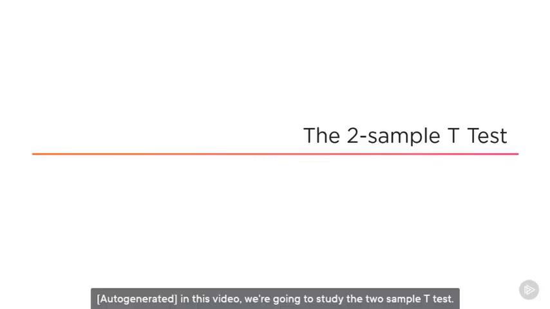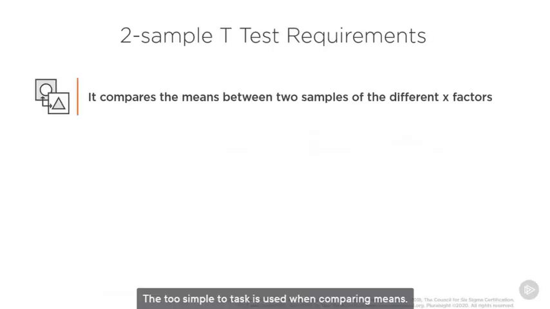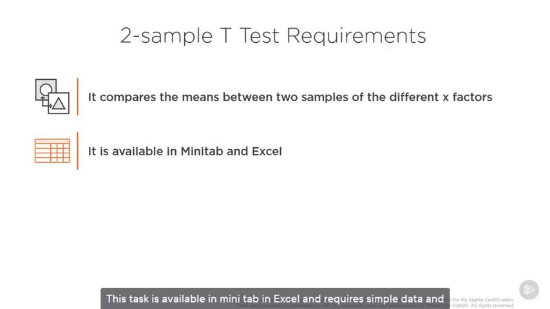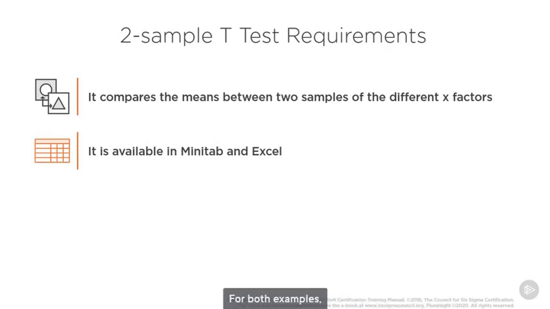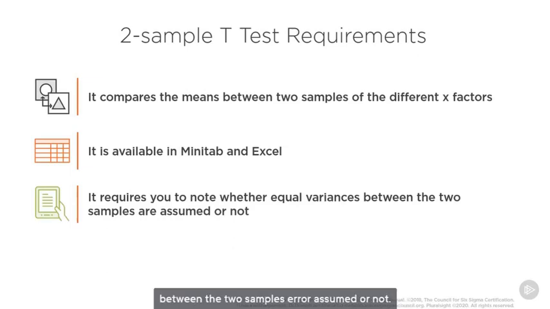In this video, we're going to study the two-sample t-test. The two-sample t-test is used when comparing means. It compares the means between two samples of different X factors. This test is available in Minitab and Excel and requires sample data in two columns or summary data to include sample size, sample mean, and standard deviation for both samples. It also requires you to know whether equal variances between the two samples are assumed or not.